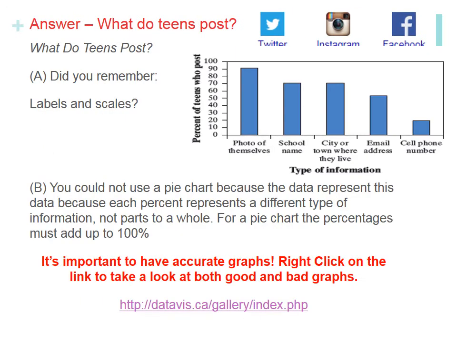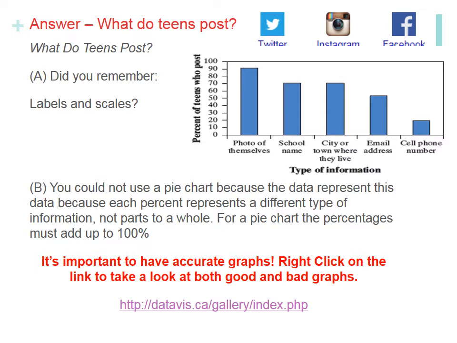Okay. That's your photo, your school name, the city or town you lived in, the email address, and the cell phone number. And make sure you write % of teens who post, not just %, because what is it a % of? Okay, and then you labeled your bar charts, and you just put the percentages in. Okay, so make sure you label type of information in each of your bins, and notice how there's these spaces between your bar charts. Okay, most bar graphs have spaces between them.